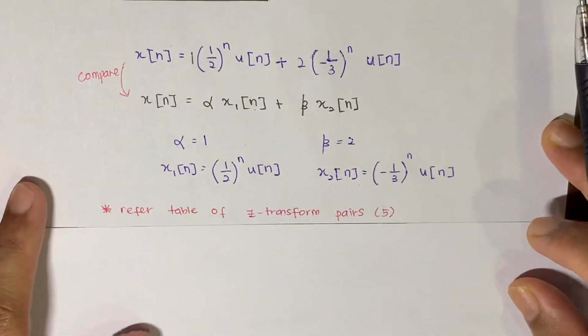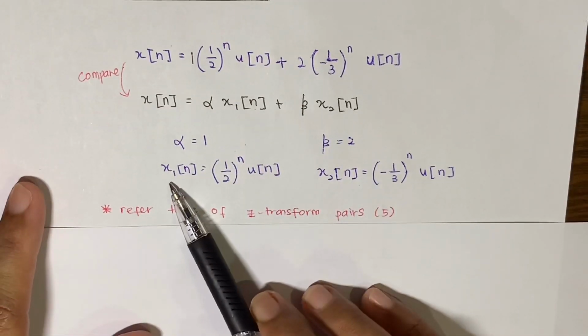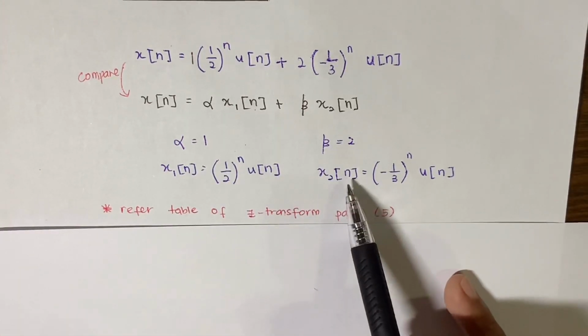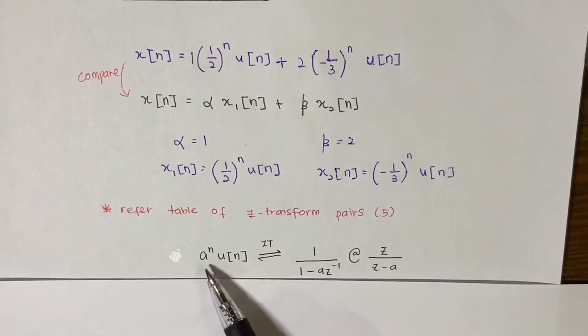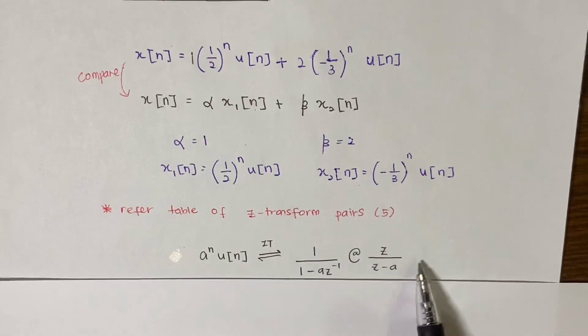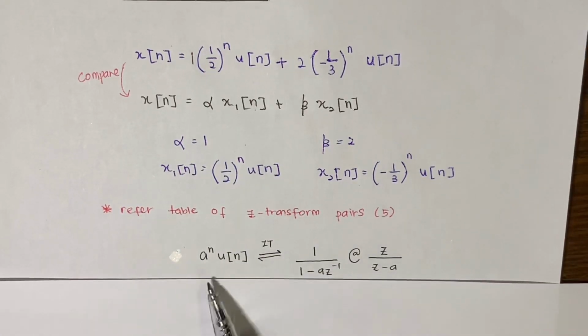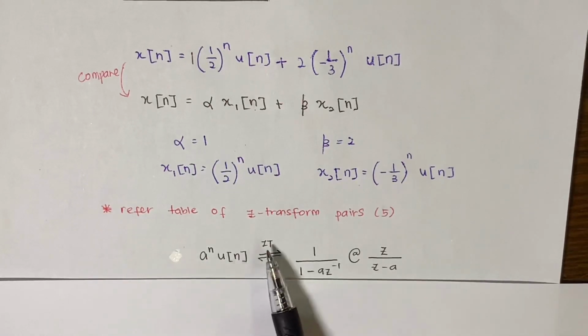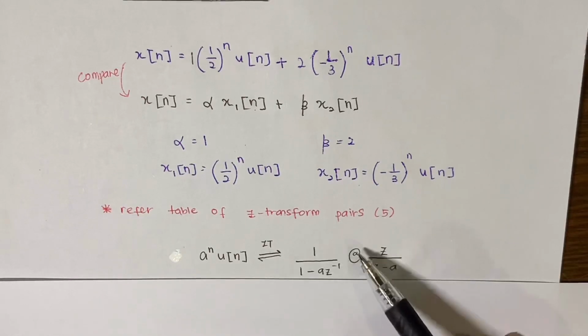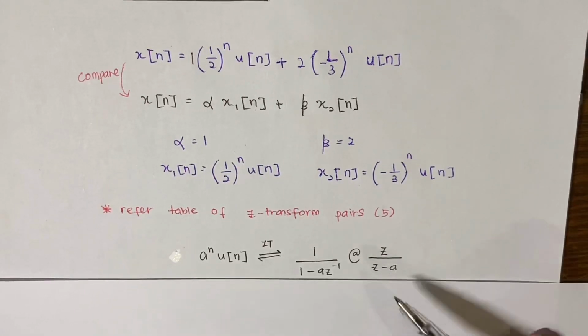So you need to transform the x1[n] and x2[n] signals into Z transform. This is the Z transform pairs, so this is the formula. A^n u[n] signal, after performing Z transformation, you will get 1 over 1 minus A Z^-1, or you will get Z over Z minus A.